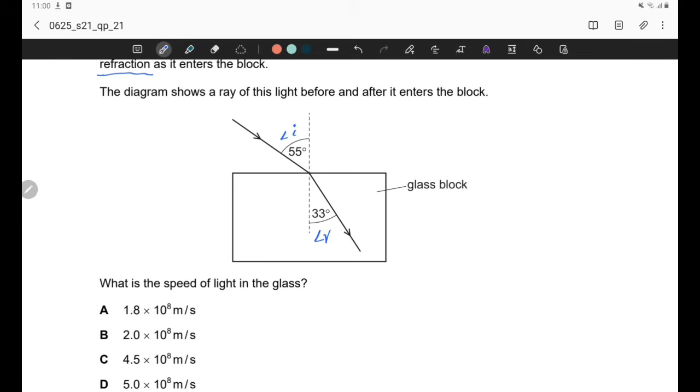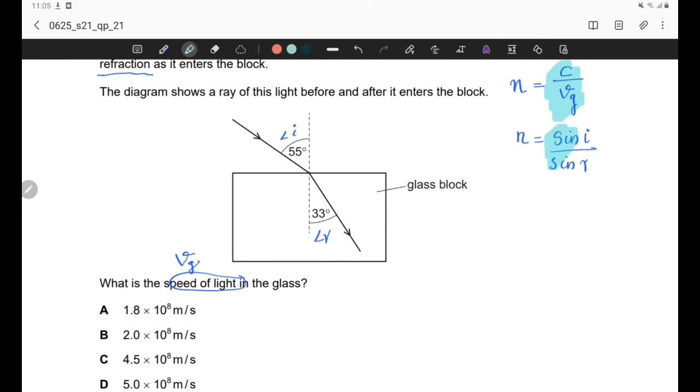In order to find the speed of light in the glass, I am representing it with Vg, speed of light in glass. We can use the equation of refractive index. That is, refractive index is the ratio of the speed of light in air or vacuum divided by the speed of light in that medium. Here we have glass. So this is the refractive index equation. And there is another equation for refractive index, that is, refractive index is the sine of the angle of incidence over the sine of the angle of refraction. So both are equations of refractive index.